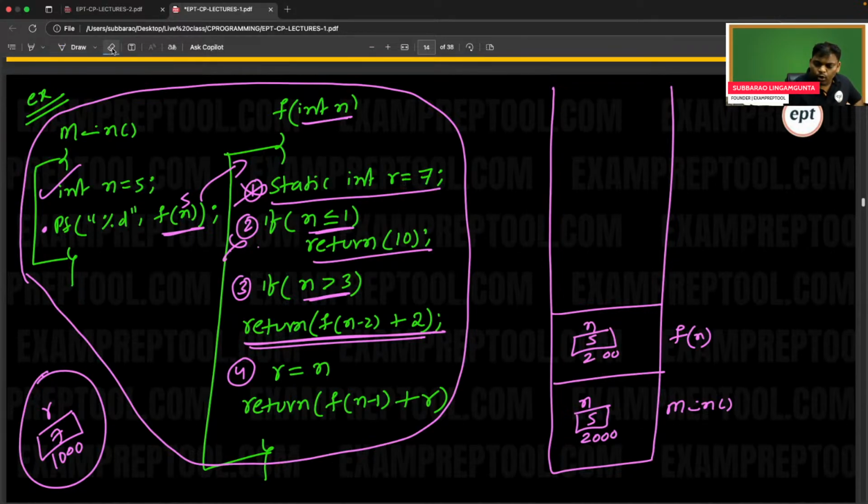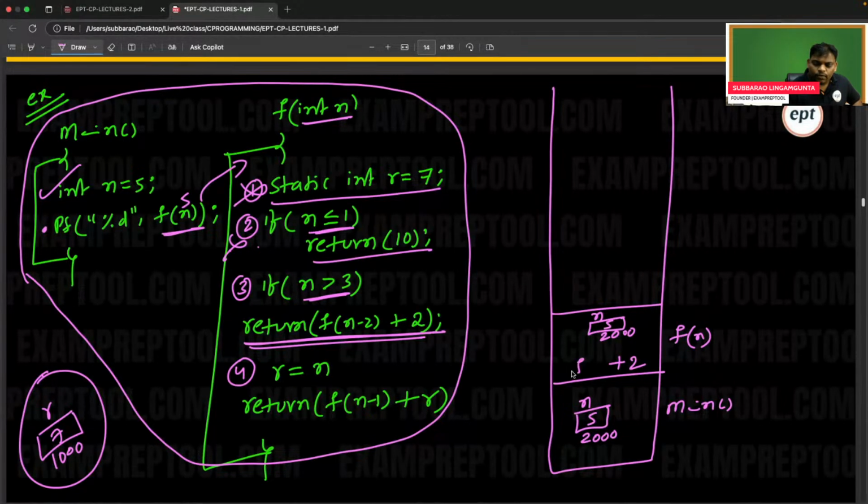So let me write properly, because I need some space. n is k, which is 5. Address is 2000. Now observe here. Everyone observe. Plus 2.